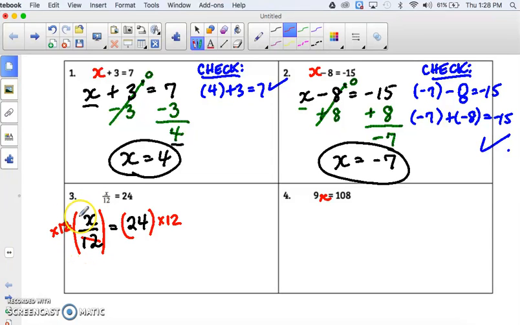So that actually makes it become 1x, okay? So you're essentially multiplying it by the denominator of the fraction x over 12. So you're left on the second line as x equals the answer to 24 times 12, which is, if you work it out, if you want to pause it and work it out, go ahead. It equals 288, okay?